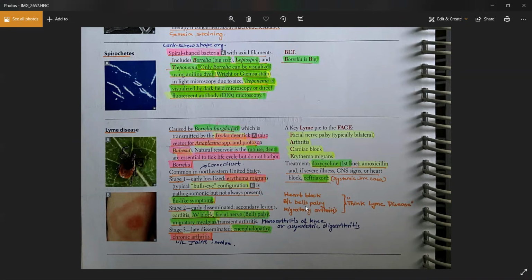Basically, most likely they will give you a case of an adult, not children, because we are not in step 2, we're in step 1 only, right? So we do not need to worry about the first line treatments or the second line treatments anymore, right?